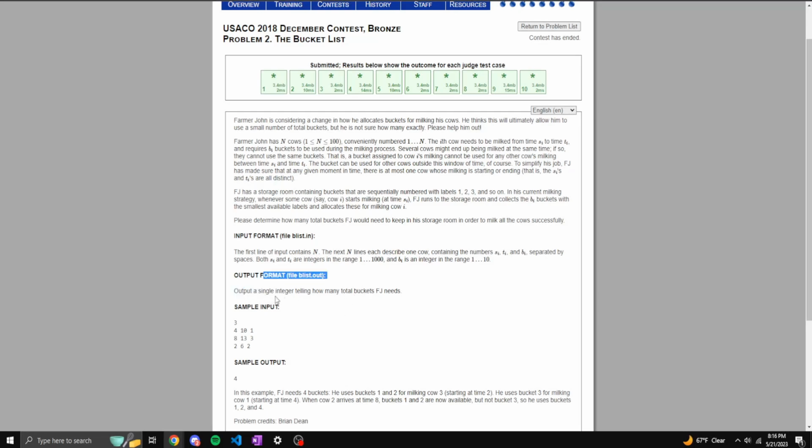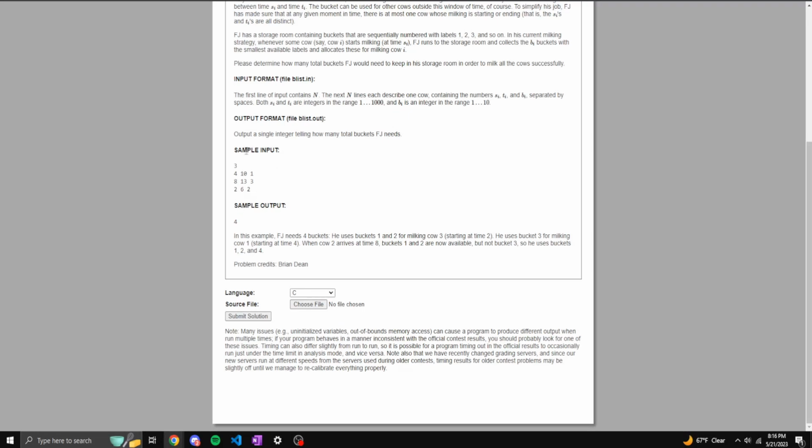And we want to output a single integer telling how many total buckets FJ needs, well, the minimum total, because you can have infinite buckets and that would work. So we wrote the minimum. So we would have 3, cow 1 starts from 4, goes to 10, and so on. And in this example, FJ needs 4 buckets, he'll use 1 and 2 for milking cow 3, starting at time 2, and yeah, this is the explanation.